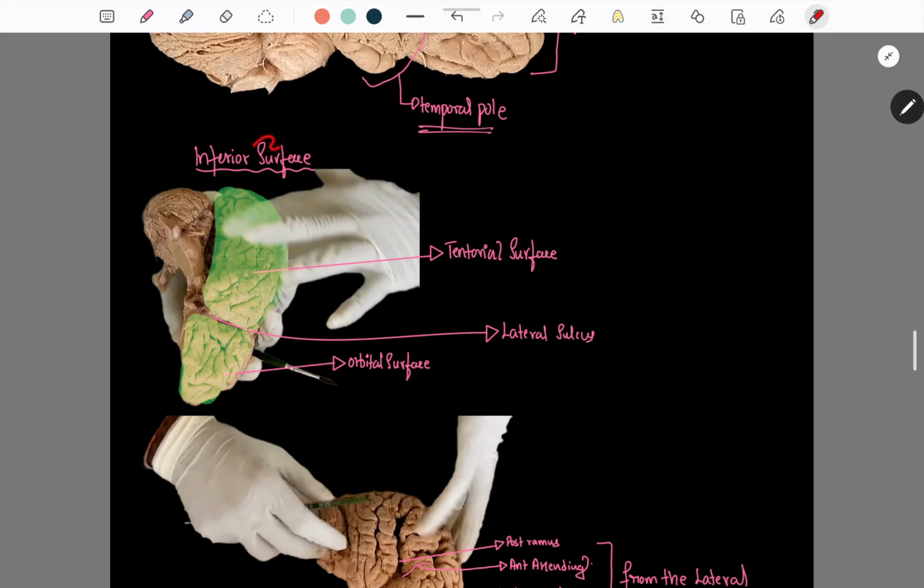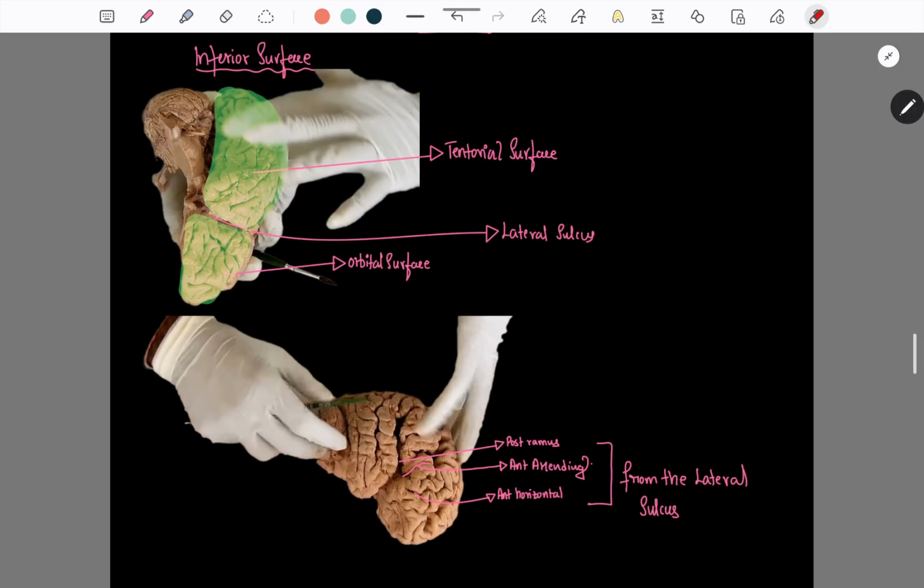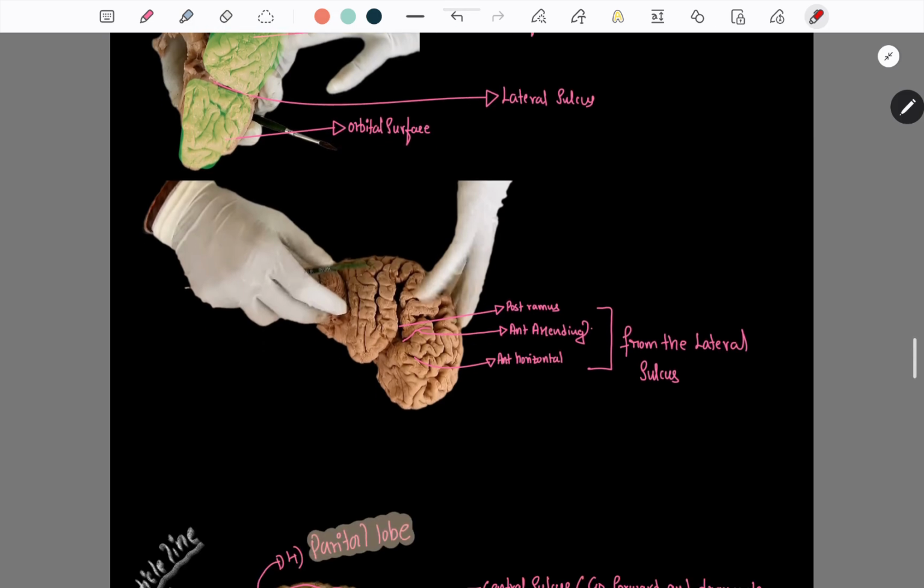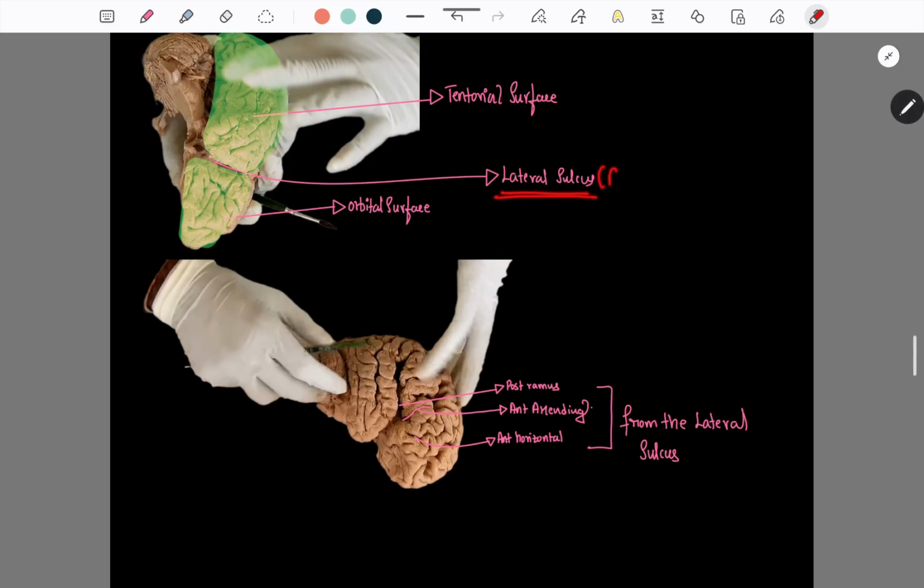So if you come to the inferior surface, there is a lateral sulcus. The root of the lateral sulcus divides the inferior surface into the orbital surface and the tentorial surface. The part towards the cerebellum is called tentorial, and the next part is called the orbital surface. As we saw here, from the root of the lateral sulcus you will get its branches.